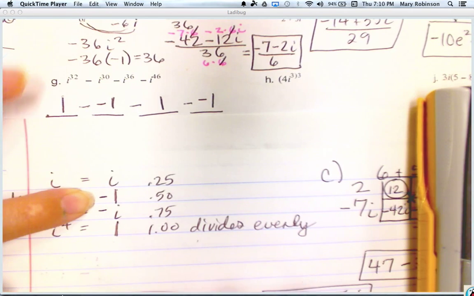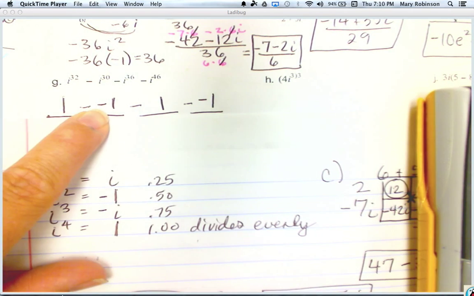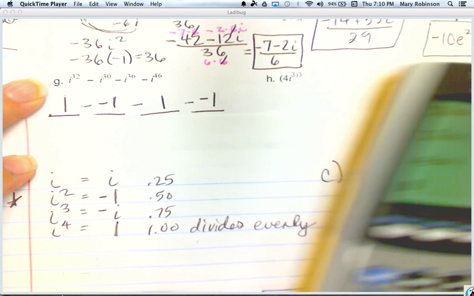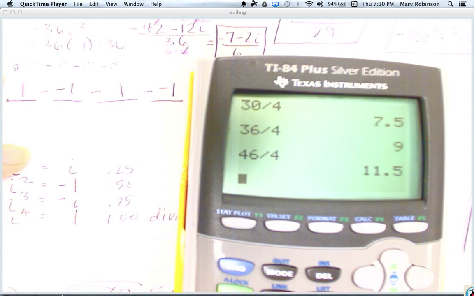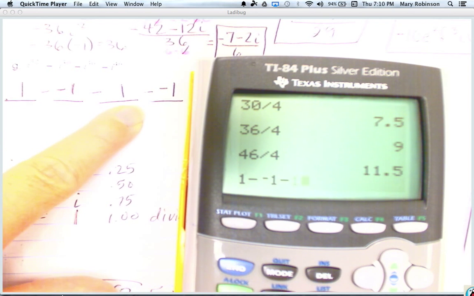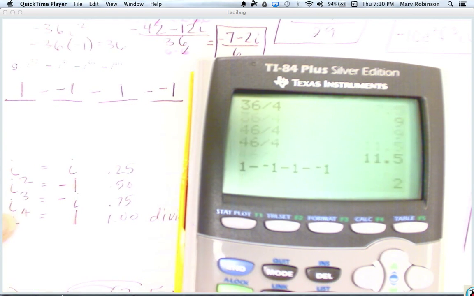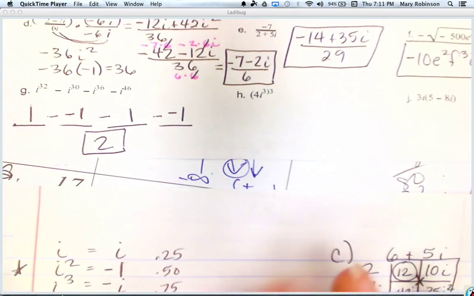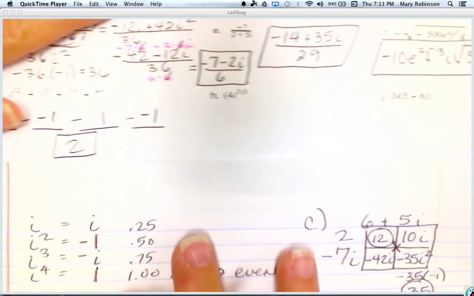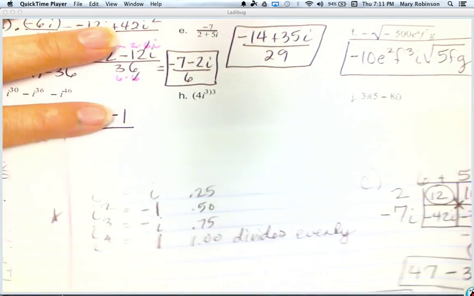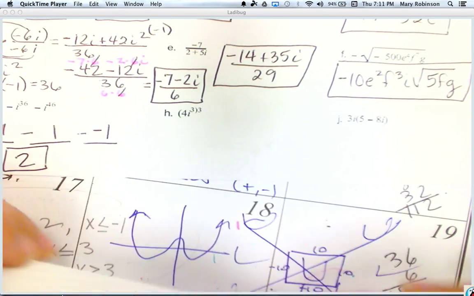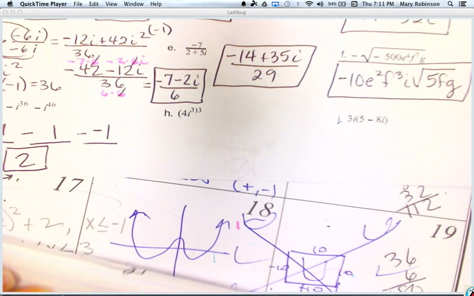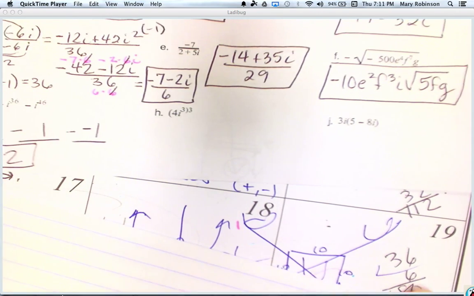Now with this, yes, you could change minus and negative to addition, but please don't even mess with it. Just type in 1 minus negative 1 minus 1 minus negative 1. And we get an answer of 2. Okay? All right, next for H. Try to keep my work neat so I can text that out to you as well.